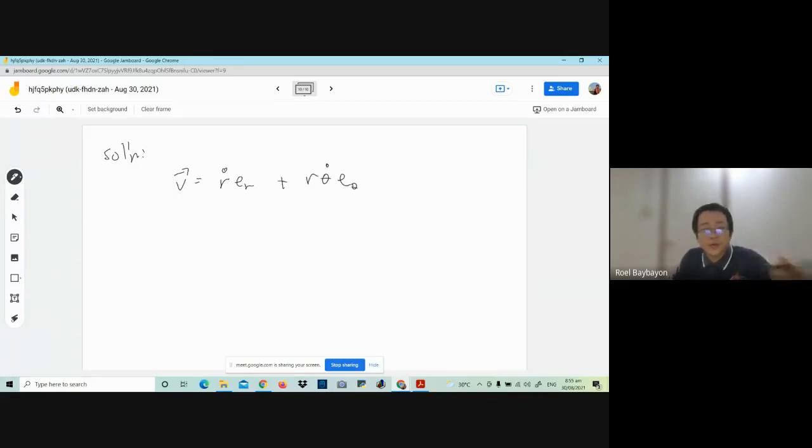So I know the velocity of this function in plane polar, which is equal to r dot e_r plus r theta dot e_theta. What I only need to do is just derive. Okay? R dot is just equal to the derivative of r.